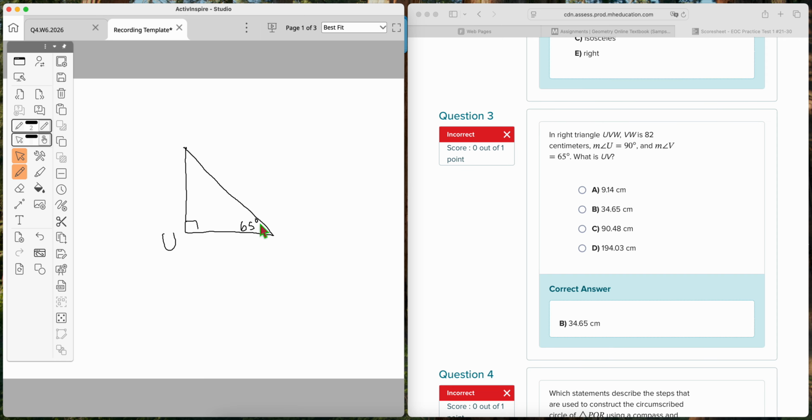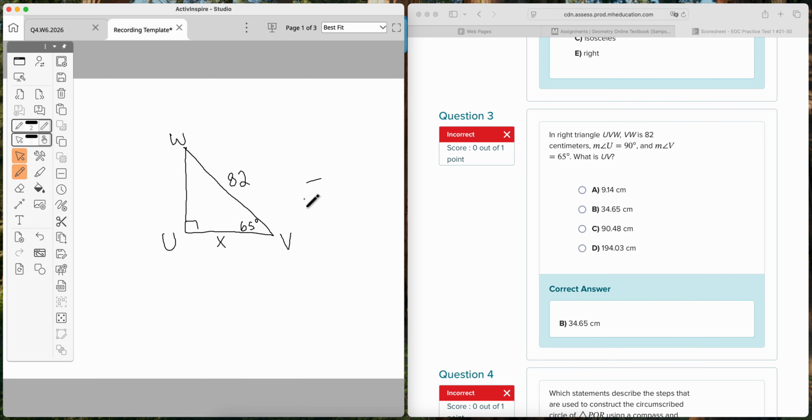65 degrees V, which means that this one is W. VW, so that's the hypotenuse, is 82 centimeters. And no matter if you put W down here, V up here, this is still the hypotenuse. So that's what I mean by it could look a couple different ways, and you'll still get it right. They want to know the length of side UV, which is this one.